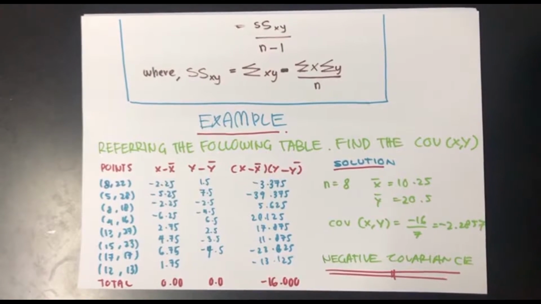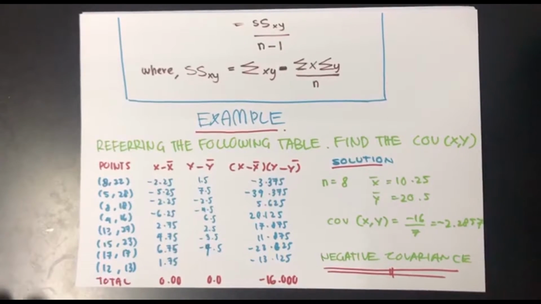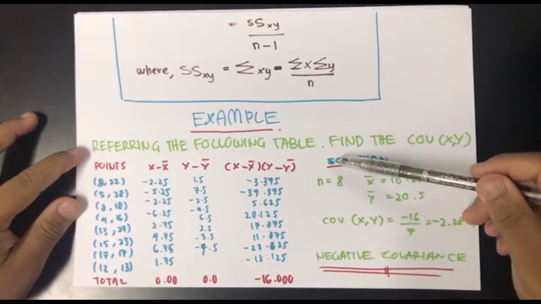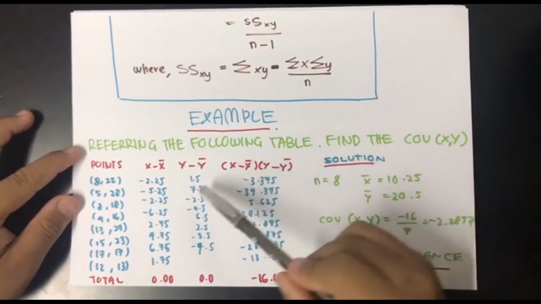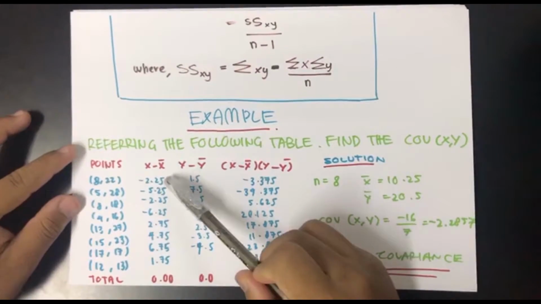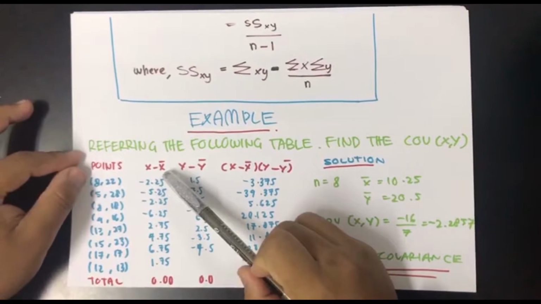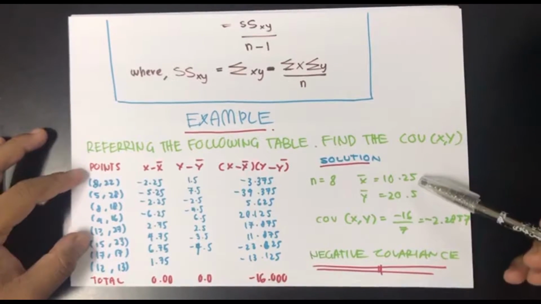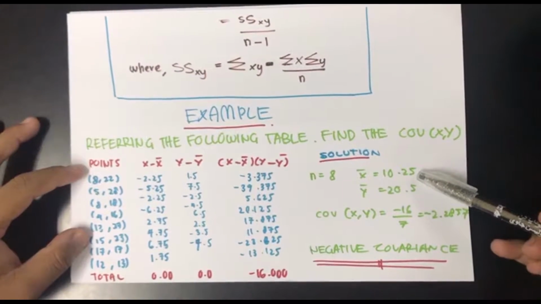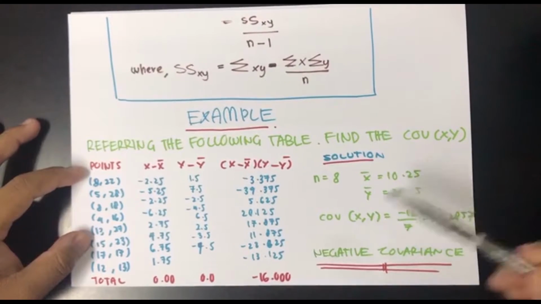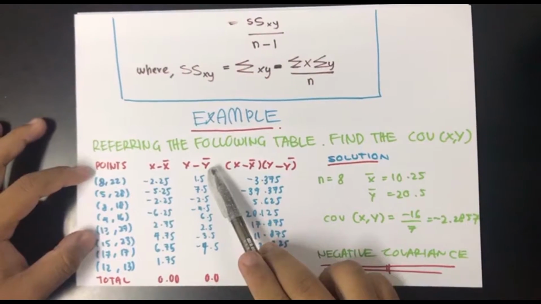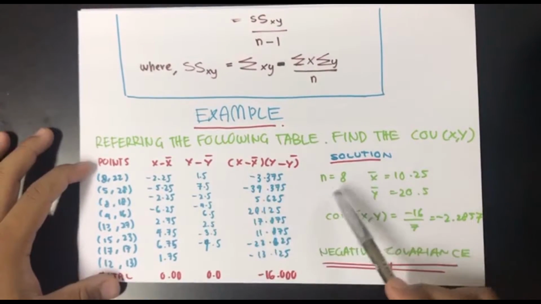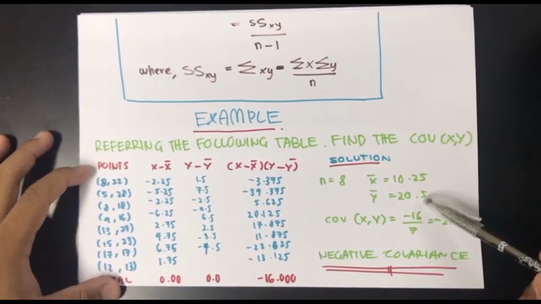So, let's take a look at the example. To find the covariance for this question, first of all, you must find the mean of x. So for the mean of x, you must add all of the x values and divide it by 8, and you will get 10.25. Next, you must find the mean of y. You must add all the y values and divide it by 8, and you will get 20.5.